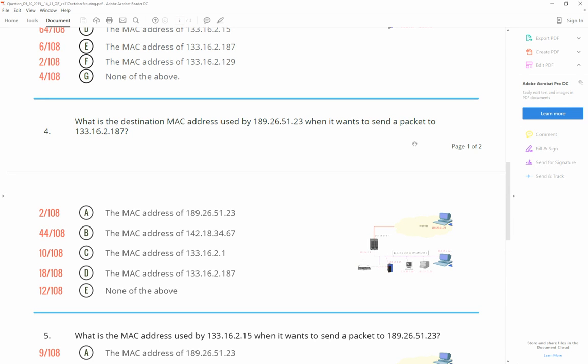Any questions? Yep. If you start at 133.16.1 at the internal side of the router, sending to 189.26.51, the first MAC address... So if you started at that, you'd be inside the router then. Then it would be the MAC address of something over here. It wouldn't be its own. No, it's none of the above. Okay, so we'll finish this off on Wednesday.